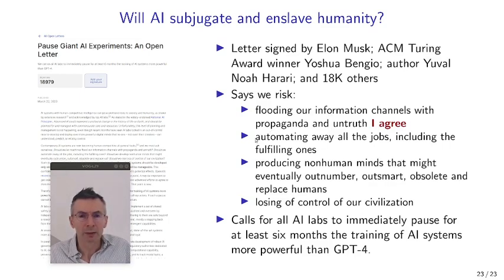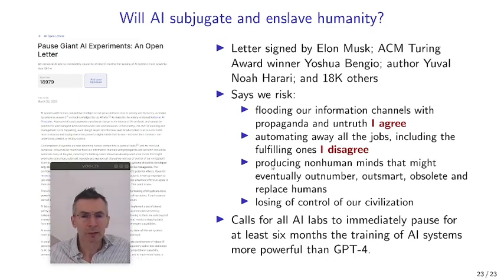We risk, according to the letter, automating away all the jobs, including fulfilling ones. Well, I disagree with that. I think that we will automate away some jobs, but we will introduce more fulfilling jobs. And therefore, in the long term, this is not a problem, although it's a problem maybe in the short term and can be addressed in a short-term way.